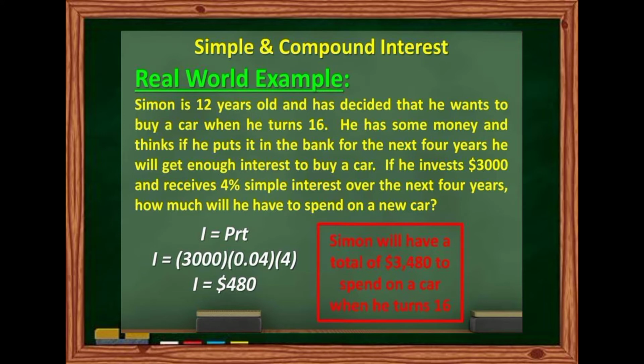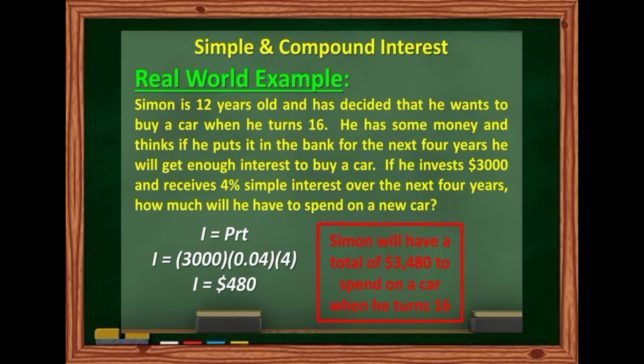Real-world example. Simon is 12 years old and has decided that he wants to buy a car when he turns 16. He has some money and thinks if he puts it in the bank for the next 4 years, he will get enough interest to buy a car. If he invests $3,000 and receives a 4% simple interest over the next 4 years, how much will he have to spend on a car?